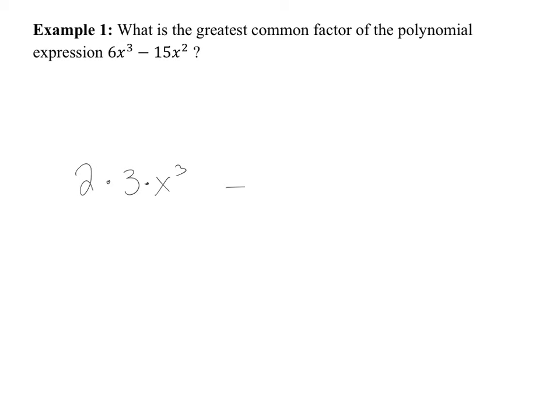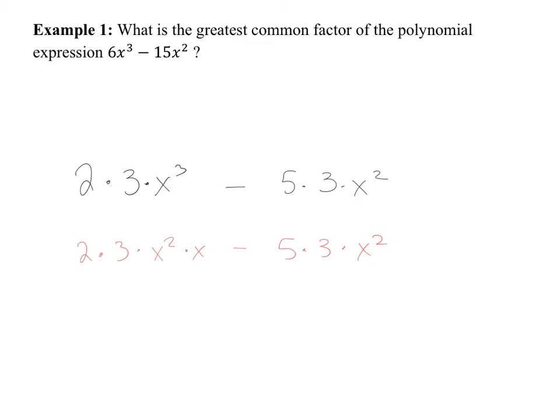15? 3 times 5. And then that's times x squared. Now, I might want to do this on the next line, because now it just looks easier when I do this. So for those that have trouble with factoring or greatest common factor, this is a good approach to use.